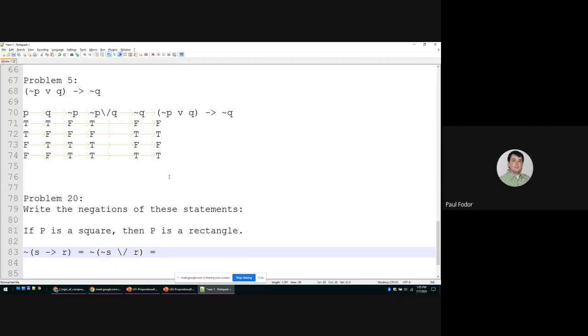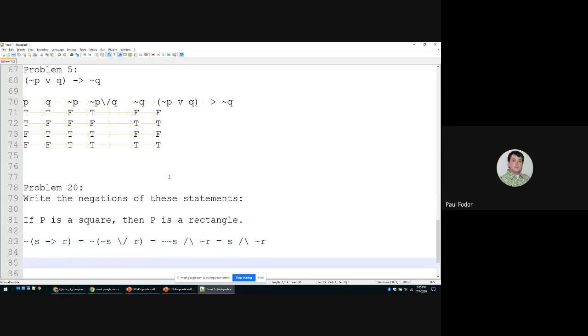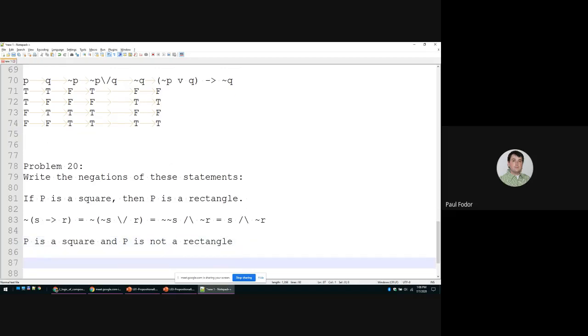And now we push in the negation. So we have the double negation of S and the negation of R. Now that is logically equivalent with S and not R, which now we write in English as: P is a square and P is not a rectangle. Basically, first we computed the negation of that original statement in logic, and then we translated it into English. The negation of this implication is that P is a square and P is not a rectangle.